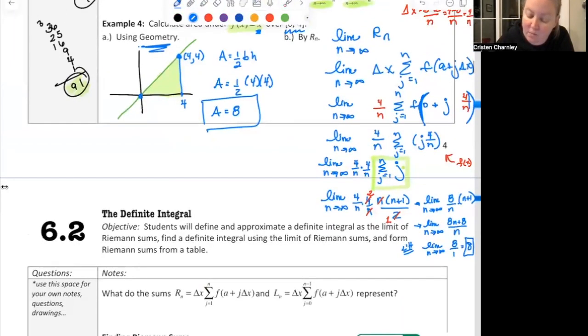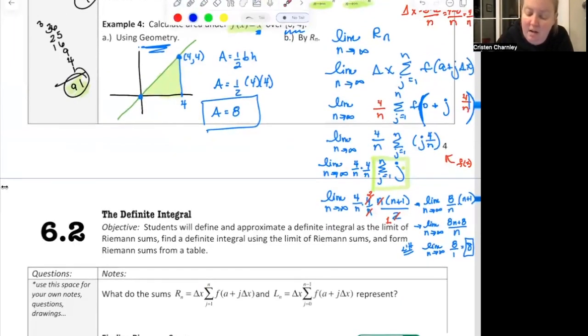Okay, so the geometry, we got 8. With sigma notation, we got 8. Well, this is a bit of a situation. Not all shapes are going to be nice, neat triangles. Bummer. This is awfully cumbersome and clumsy. It will get you to the right answer, but we need something more efficient. And that's where we get into the definite integral. So that's the next lesson. Good job. Let me know if you have questions.